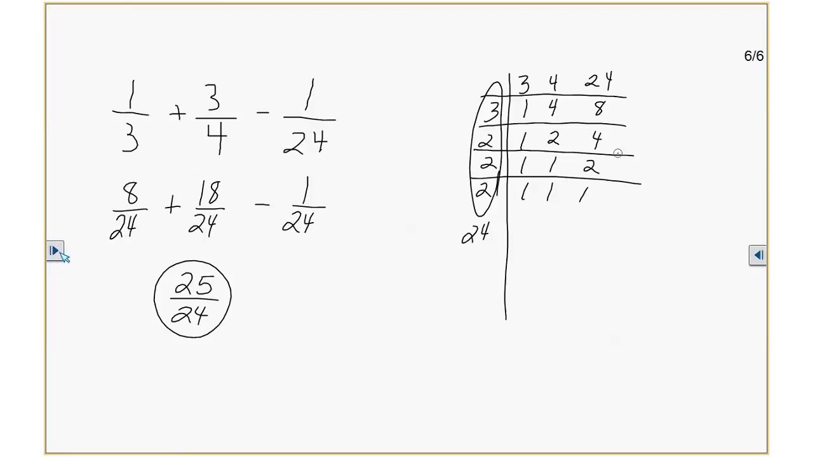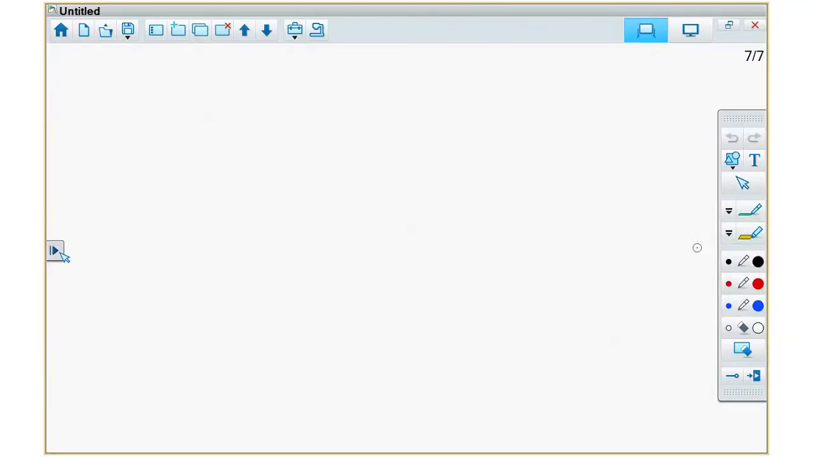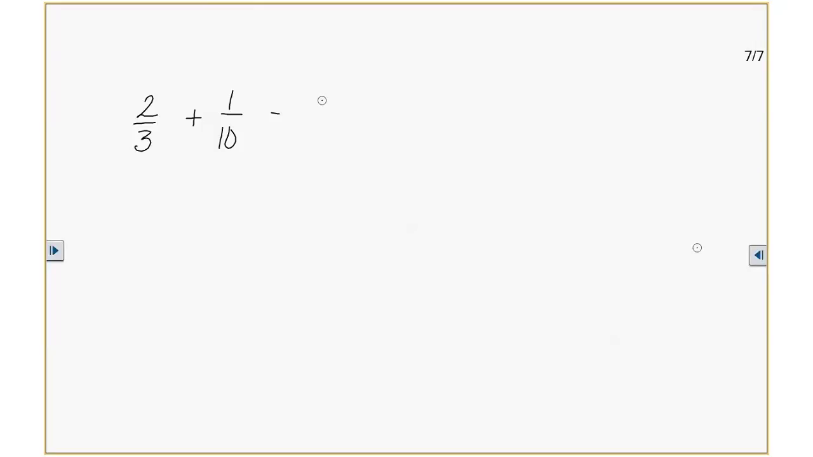Well, I thought I could. Huh? Nope. That was not a unit of measurement. So that's a good one. Let's go with 2/3 plus 1/10 minus 3/7. You just multiply them all together, that'd be 210. There you go. 3 times 7 is 21, times 10 is 210. That's the easy way to do it. No, it's not. I'd quit.